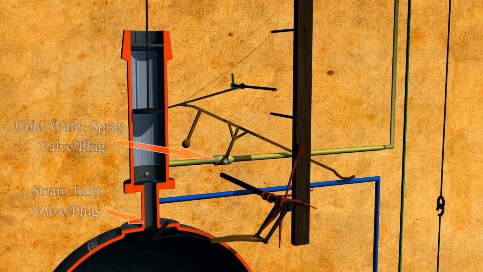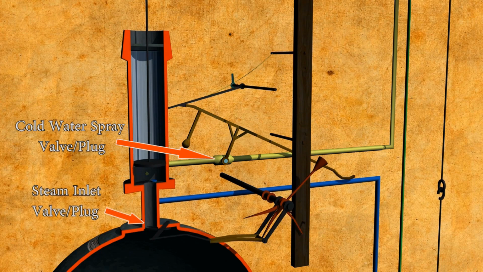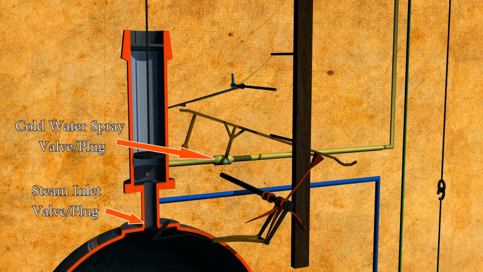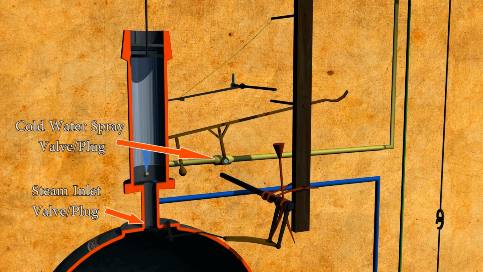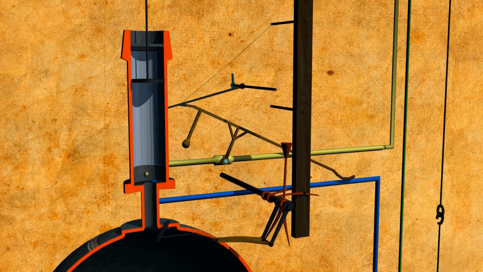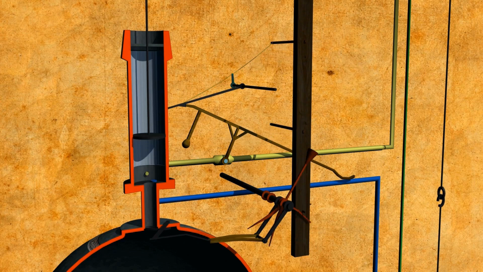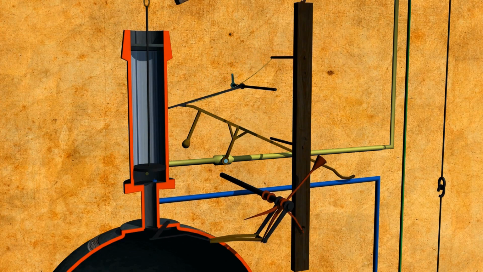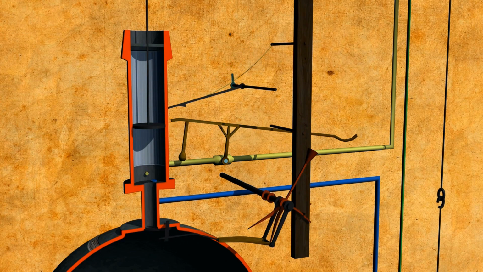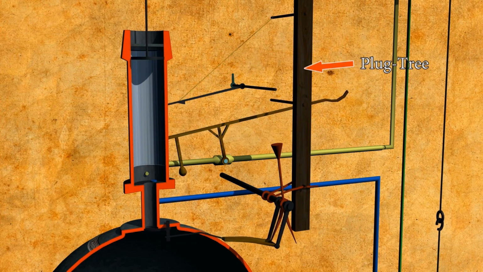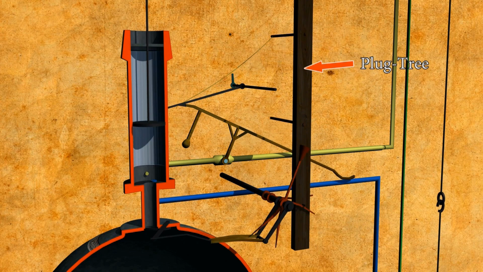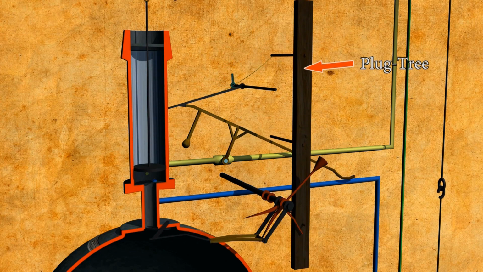In earlier designs, the valves, or plugs as they were then called, were manually operated by a plugman, but this cyclical action had to be accurate, and it was therefore more preferable to have this operation automated. Now it may look a little Heath Robinson, but with the introduction of a plug tree connected to the beam action, Newcomen was able to accomplish this task.